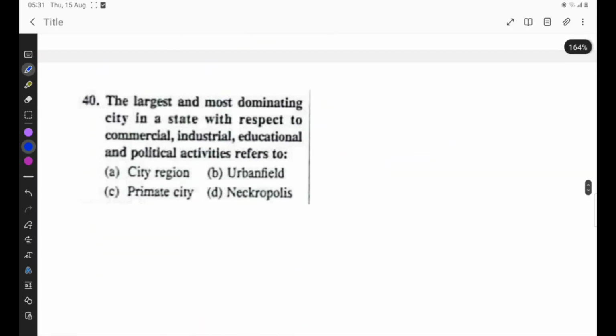The next question says, the largest and most dominating city in a state with respect to the commercial, industrial, educational and political activities refers to city region, urban field, primate city, or necropolis? The answer is primate city.